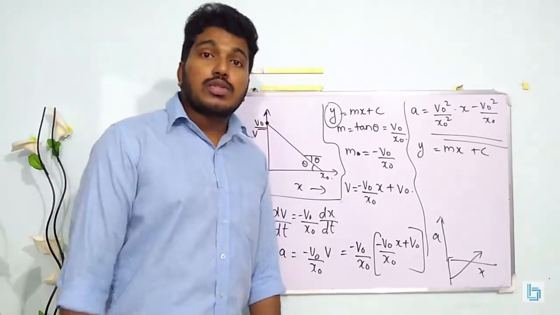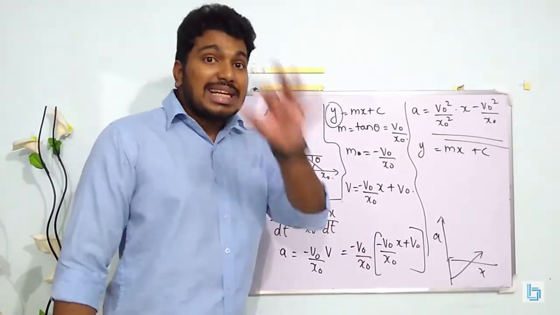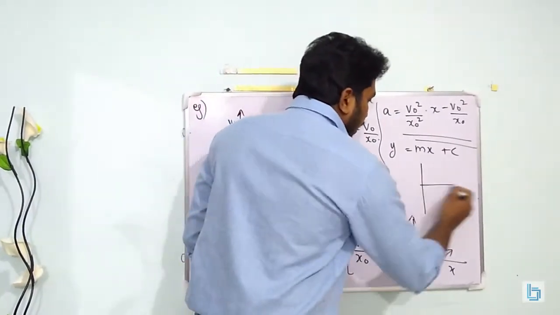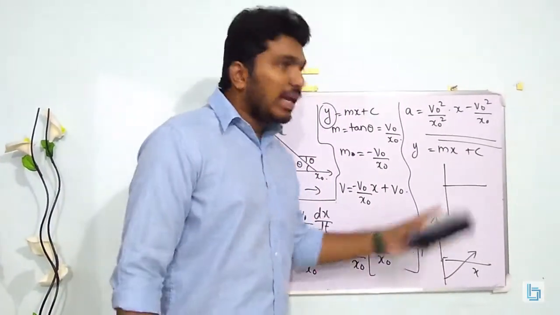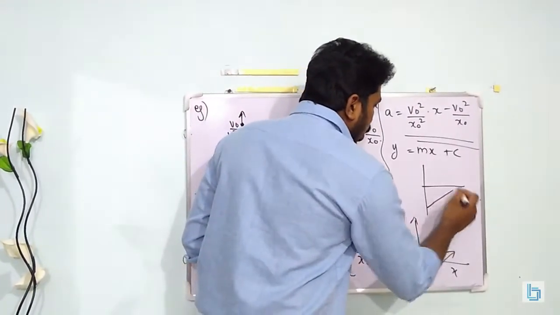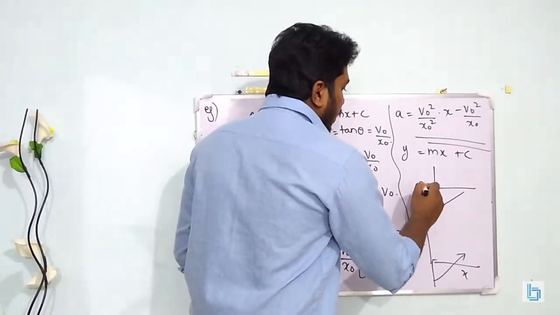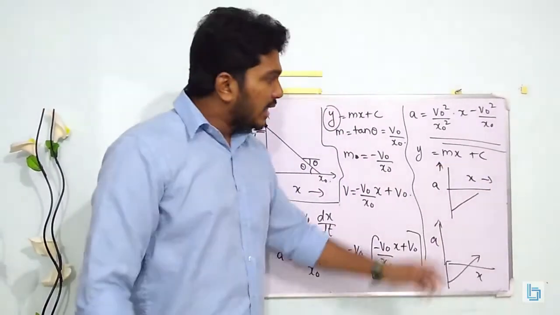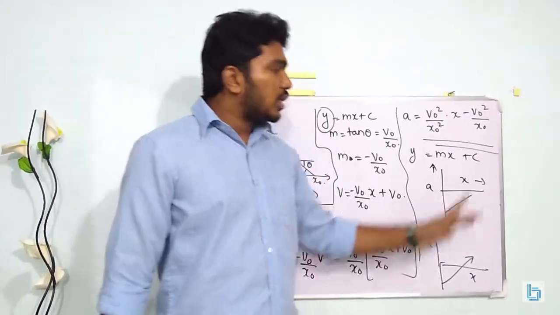If it is minus v naught square by x naught, the meaning is it is intercepting the y-axis at a point on the negative y-axis, which means the graph will be something like this. It is a positive slope, so the graph should be something like this, the acceleration versus displacement graph. So the y-intercept is over here and it is a positive slope.